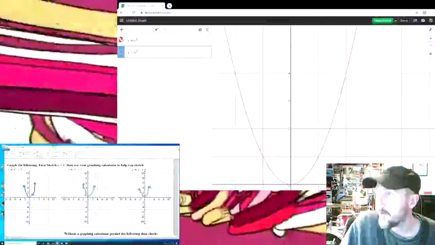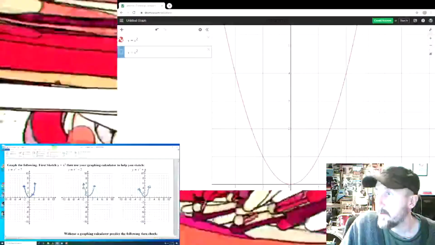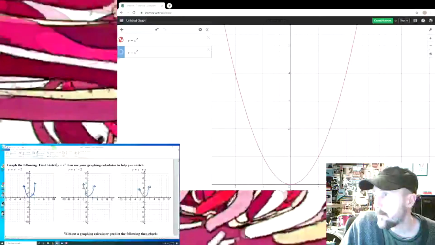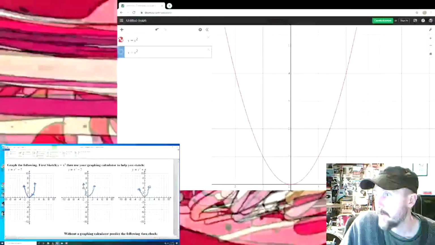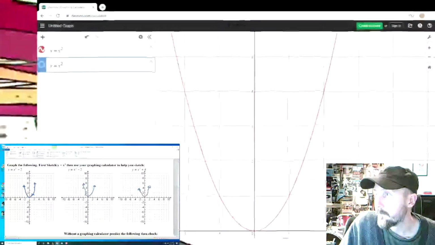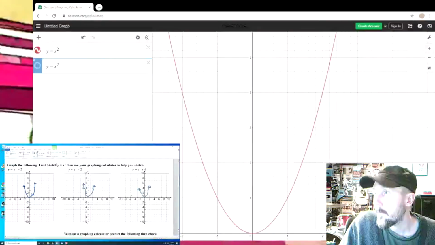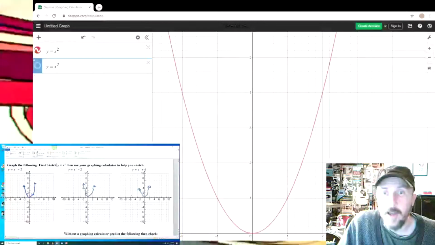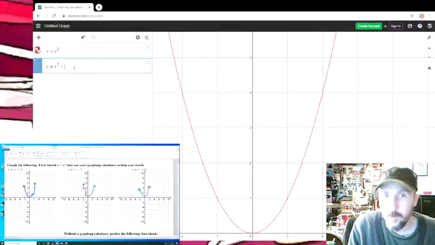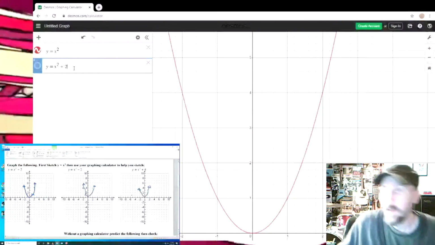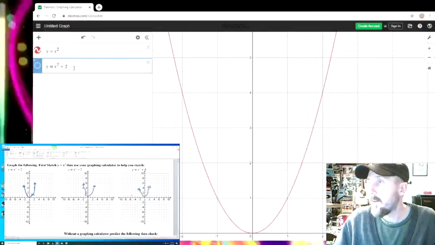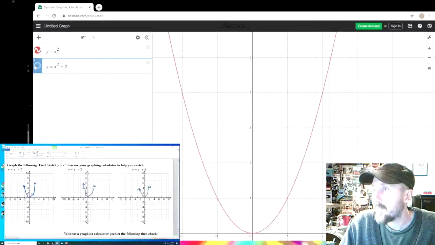I've got a Desmos screen going here in the background. Here is y equals x squared. Okay, let me just make this a little bit bigger. Here's y equals x squared. We are going to actually graph y equals x squared plus 2. And we want to see what happens here. I already know what happens, but let's take a look.